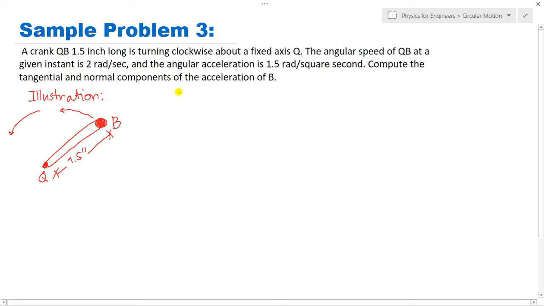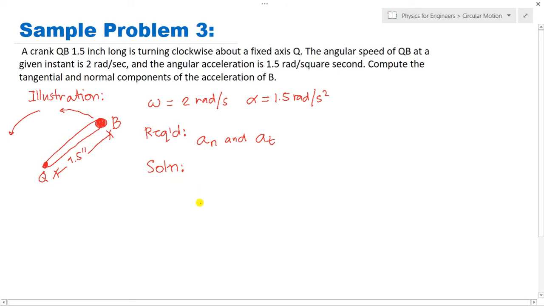Please be aware of the measurement or the unit of your radius, QB. And then we also have another given: 2 radian per second. This is our angular speed, w, which is equal to 2 rad per second. Next, we also have the angular acceleration, which is alpha. Alpha is equal to 1.5 radian per square second. What is our requirement? We are required to solve for the tangential and normal components of the acceleration of B. So we can say this is an and at.